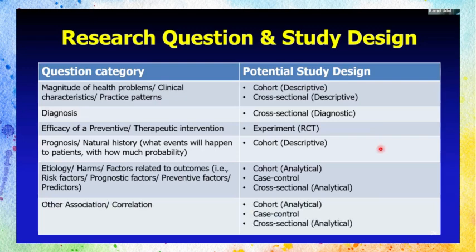And the last one, questions regarding other association or correlation. Similar to the fifth group, the most appropriate design can be either analytical cohort, case control, or analytical cross-sectional.